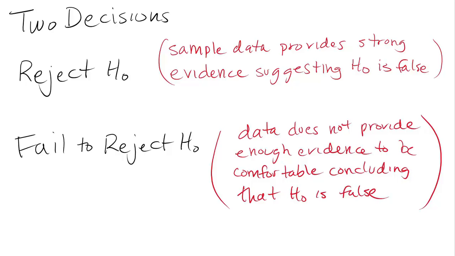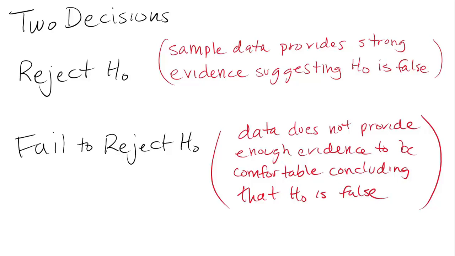On the other side, sometimes the evidence isn't that strong, and so we fail to reject the null hypothesis. When we fail to reject the null hypothesis, we're saying that the data we gathered does not provide enough evidence to be comfortable concluding that the null hypothesis is false. The evidence that we gathered kind of leans against the null hypothesis, but it's not strong enough for us to be sure that the null hypothesis is false. So we concede and we say, okay, we're not really sure that it's false.